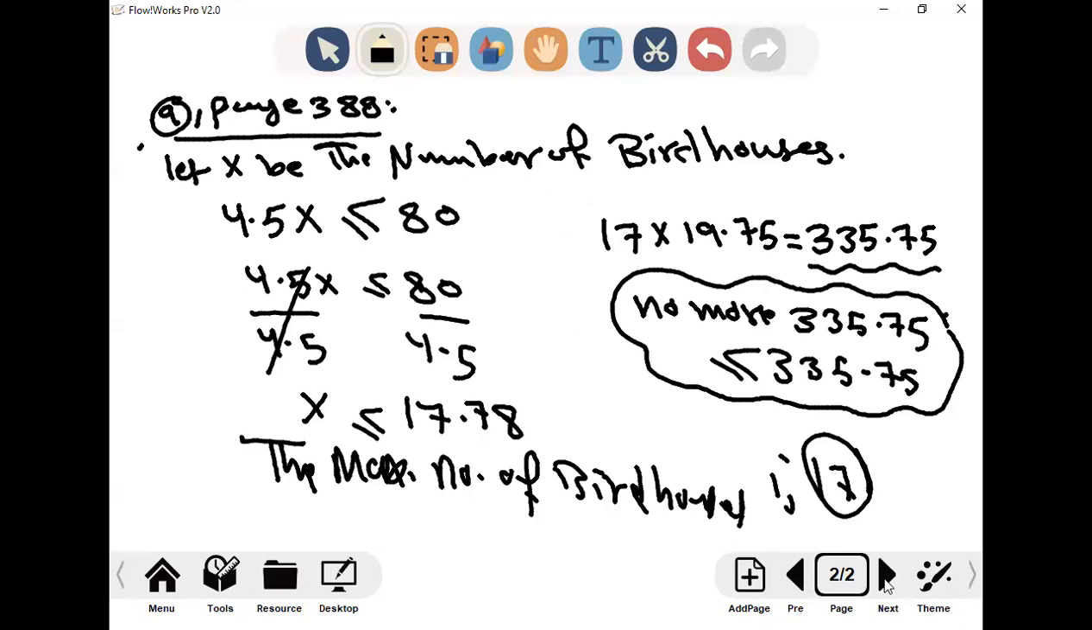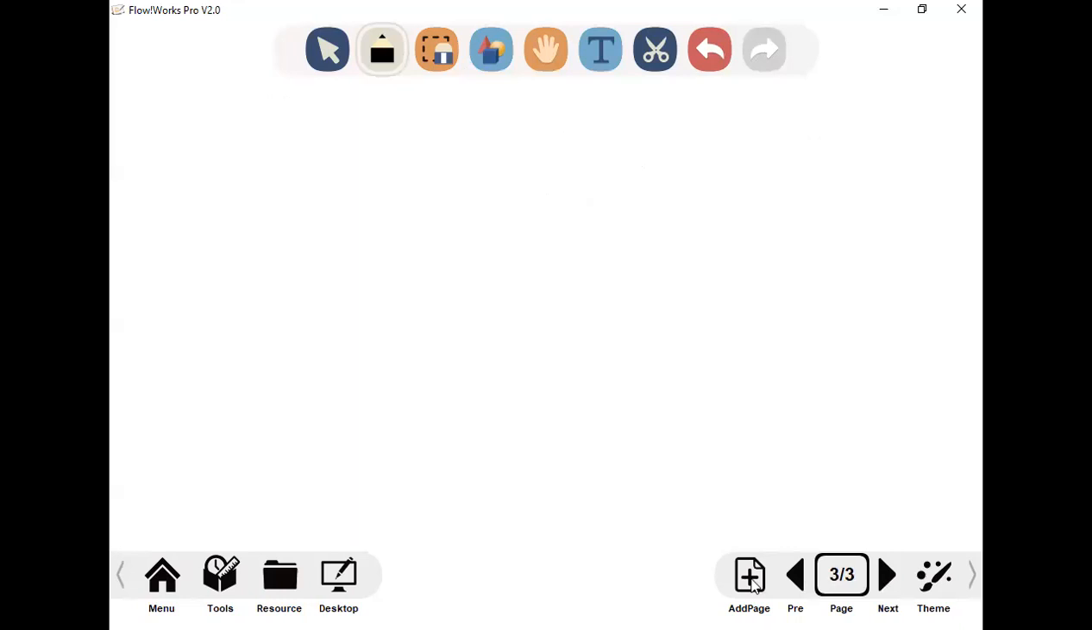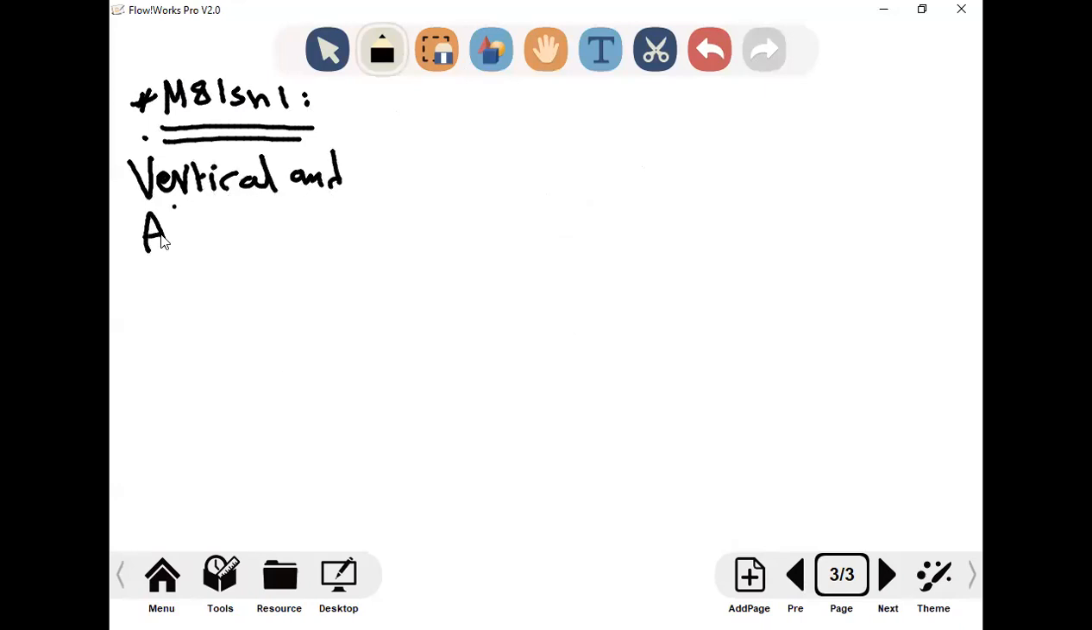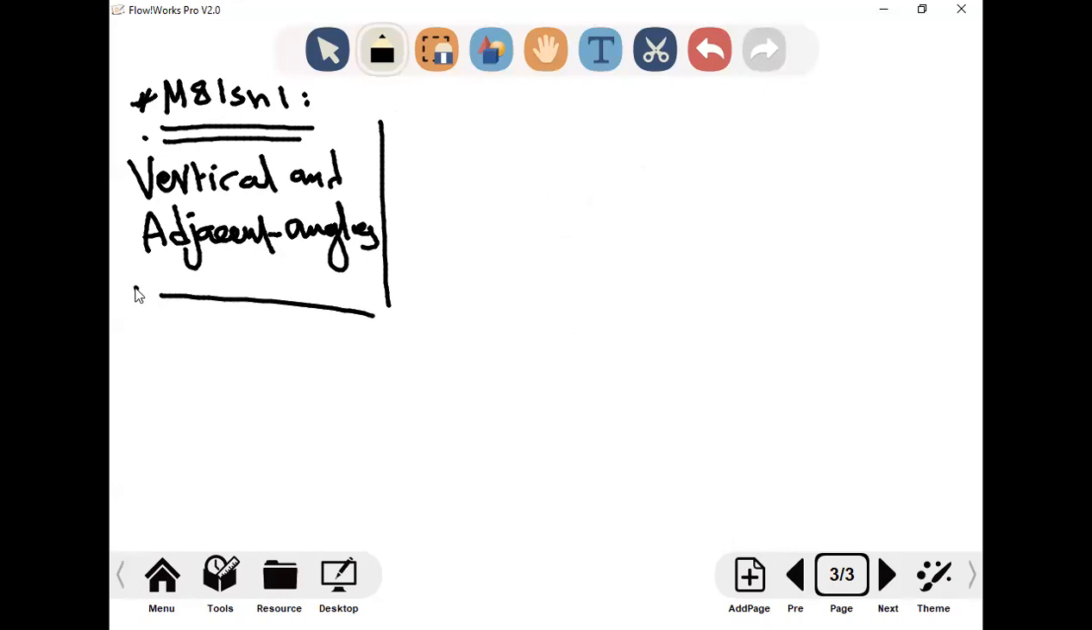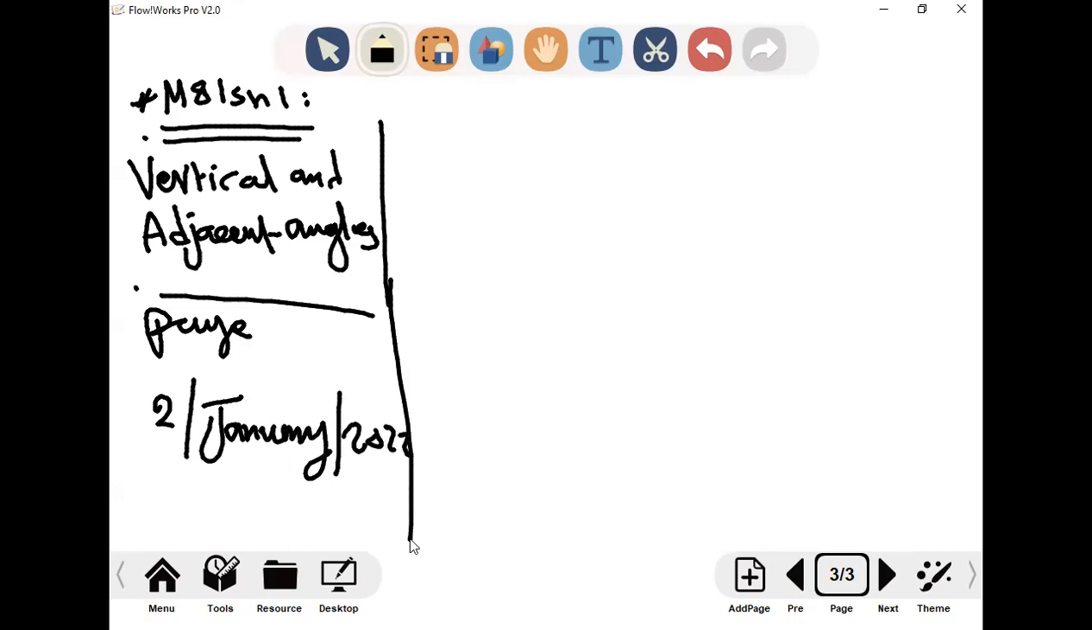But let's move now to module 8, lesson 1, vertical and adjacent angles. Focus, please. We are on page 391, January 2022.